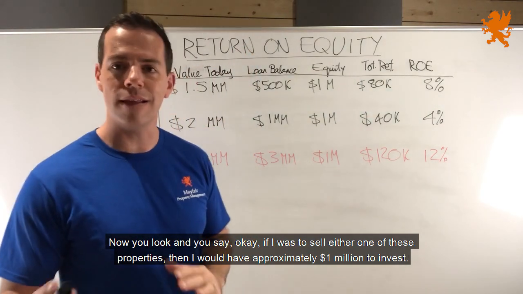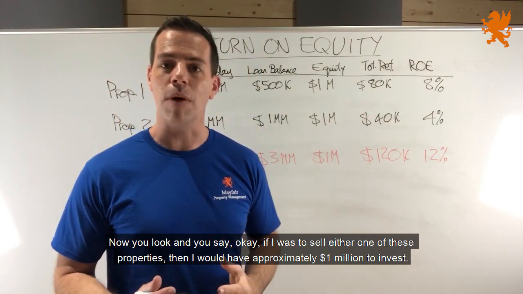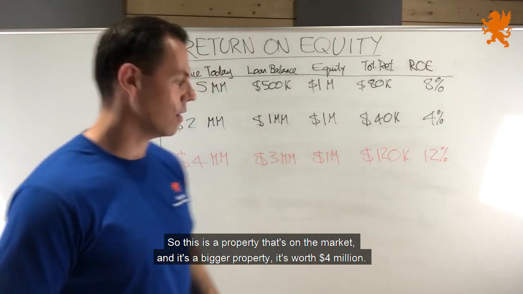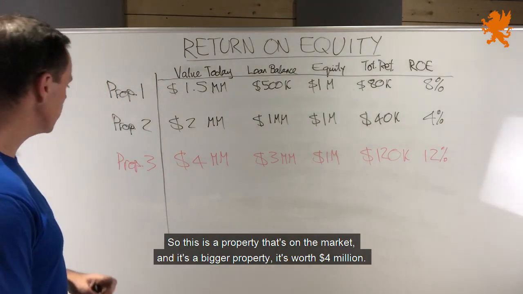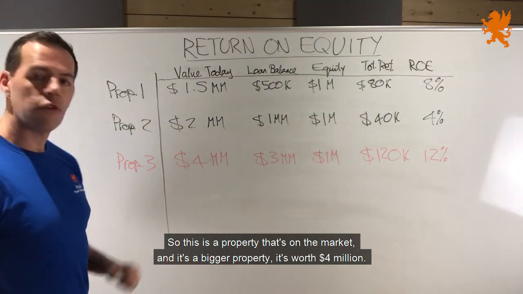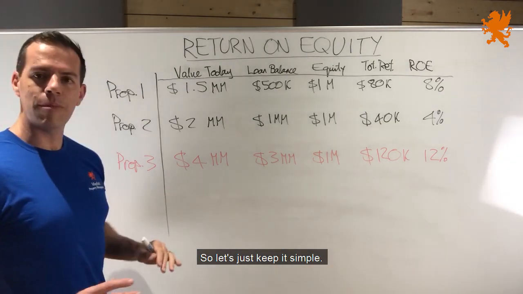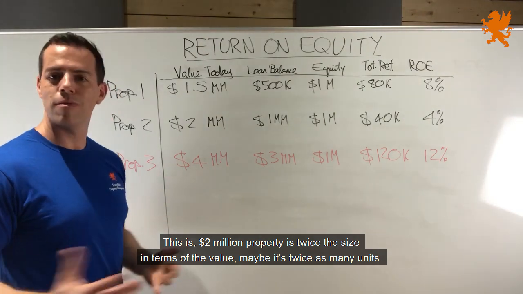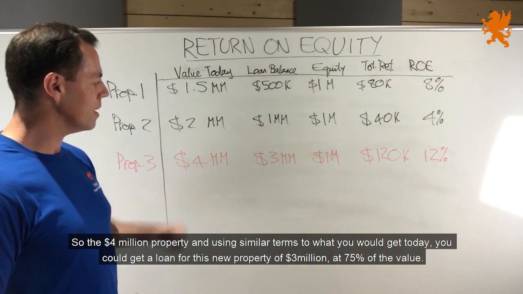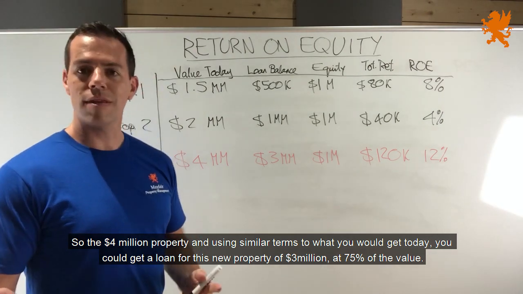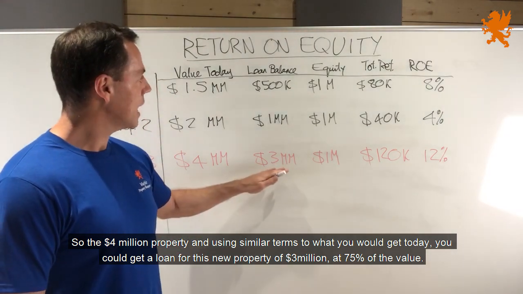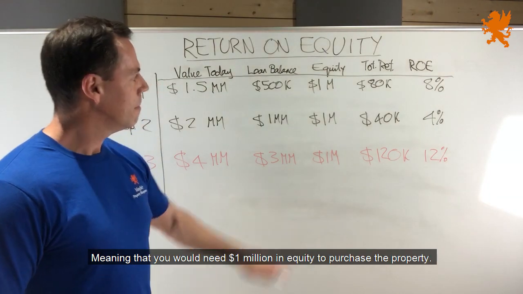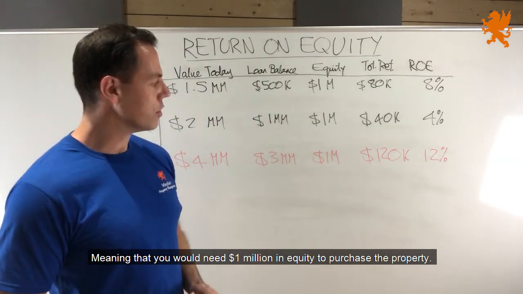Now you look and you say, okay, if I was to sell either one of these properties, then I would have approximately $1 million to invest, right? So this is a property that's on the market, and it's a bigger property. It's worth $4 million, right? So let's just keep it simple. The other is a $2 million property. It's twice the size in terms of value. Maybe it's twice as many units, right? So it's a $4 million property, and using similar terms to what you would get today, you could get a loan for this new property of $3 million, 75% of the value, meaning that you would need $1 million in equity to purchase the property.